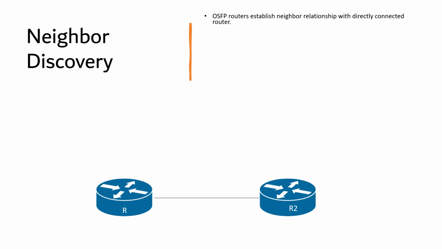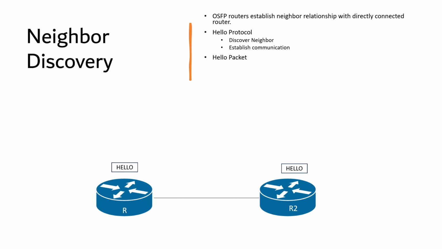OSPF routers establish neighbor relationships with directly connected routers on the same network segment. This is done using the Hello protocol. Routers exchange hello packets to discover neighbors and establish communication. To discover other OSPF-speaking routers, a router sends a multicast OSPF hello packet out of each interface and hopes to receive OSPF hello packets from the other routers connected to these interfaces.